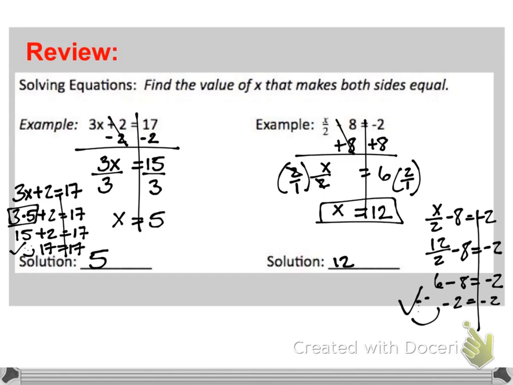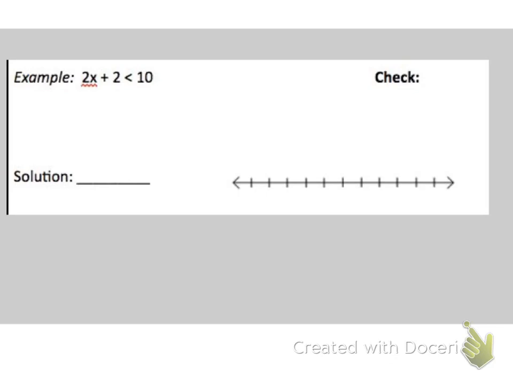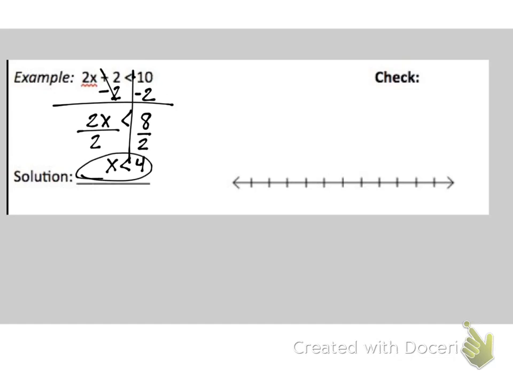Moving on to inequalities. We are going to solve the same as equations. We're going to draw our line. The first thing we're going to do is subtract 2 from both sides in order to get rid of the 2. We're left with 2x is less than, we keep the symbol the same, 10 minus 2, which is 8. In order to get x alone or get 1x, we need to divide by 2. We need to do the same on both sides. X is going to be less than 4 as our solution.